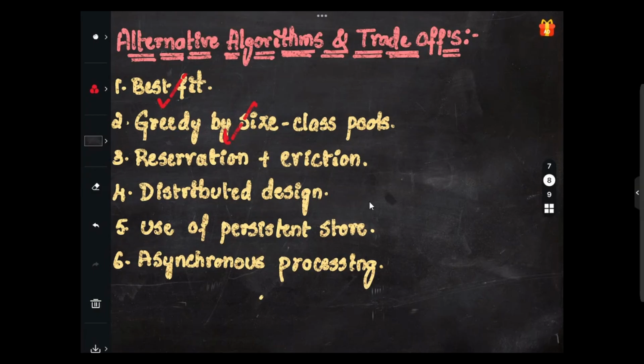So next we can go with a greedy by size class pools algorithm as well. This maintains separate free lists per size, right? So this will be a big O of one allocation. This is one of the pros or advantages. This needs careful balancing to avoid starvation when we consider greedy by size class pools.